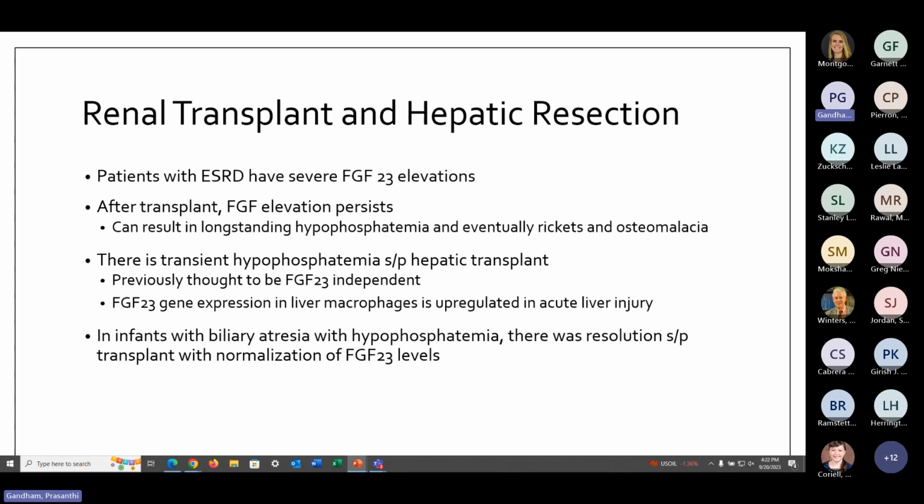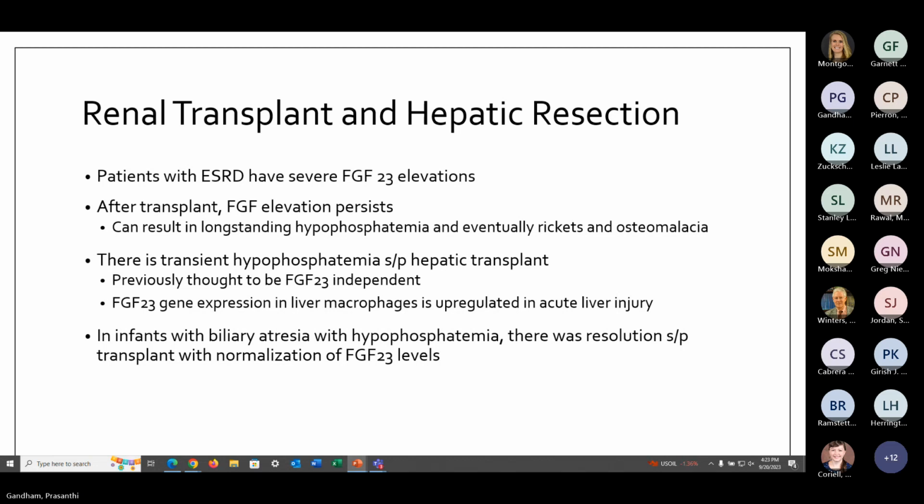Patients with end-stage renal disease have severe FGF23 elevations. FGF23 starts to rise quite early in the setting of CKD, perhaps by stage 2. And FGF23 oftentimes starts to rise even prior to PTH. Initially, the rise in FGF23 is thought to be protective because it's increasing phosphate excretion, preventing hyperphosphatemia that can be seen in the setting of CKD.